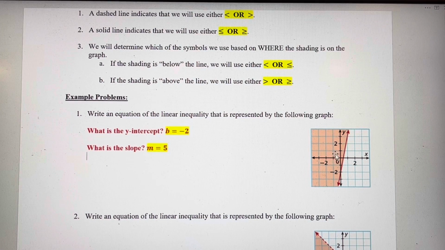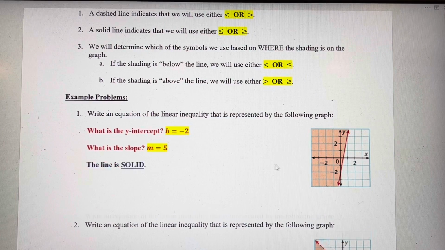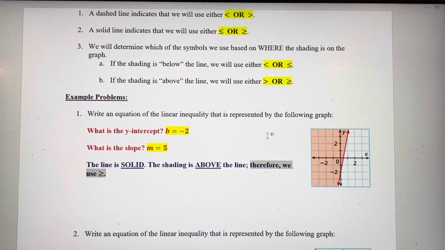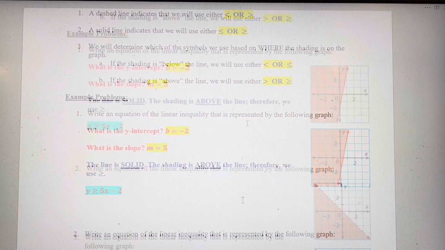This shading is said to be above the line, okay? It's above the line. We've got a solid line, so I'm going to use greater than or equal to, okay? The line is solid. The shading is above the line, so I'm going to use greater than or equal to, okay? So the inequality for number 1 is y is greater than or equal to 5x minus 2, all right? Try number 2 and then come back and check your work.